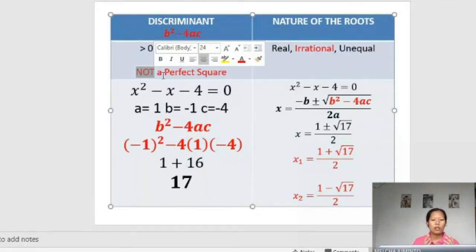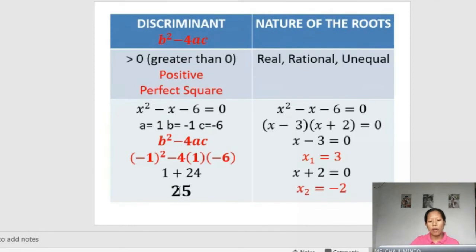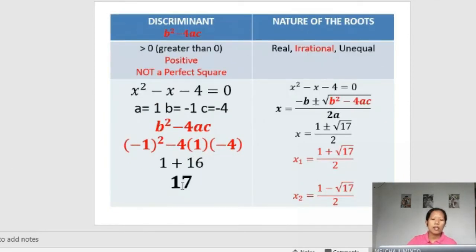So the difference of the third compared with the second is that the third is not a perfect square. Meaning 17, for example, you cannot find one number multiplied by itself that gives 17. Unlike in the second case, we have 25. 25 is a perfect square. So if it is not a perfect square, your roots will be real, irrational, unequal.